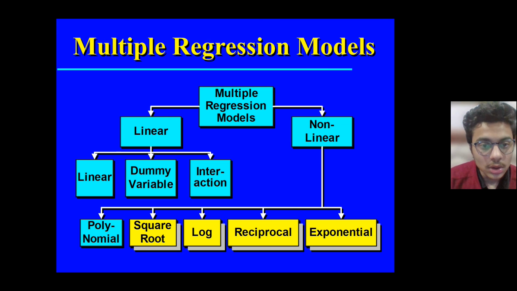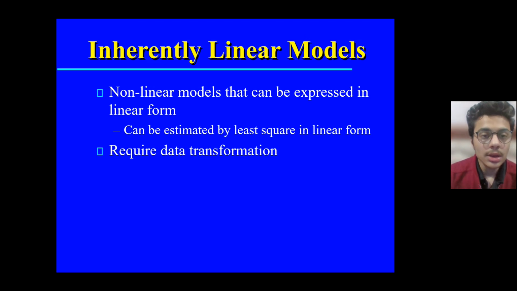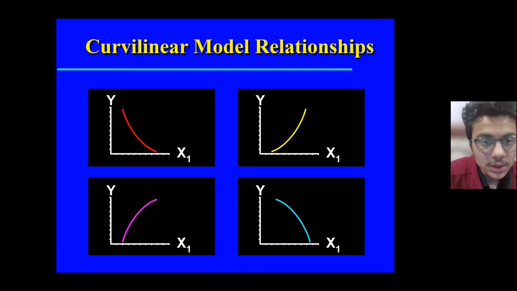Multiple regression model. Now we're going into the non-linear section, where we are going to learn about exponential, reciprocal, log, square root, and polynomial. Inherently linear models: a non-linear model that can be expressed in linear form can be estimated by least squares in linear form. It requires data transformation. Curvilinear model relations are depicted by a graph in which you can see different types of curves.